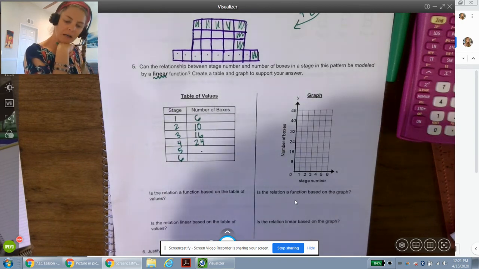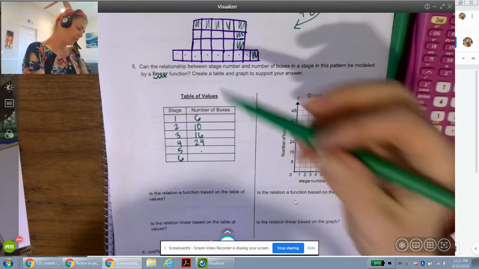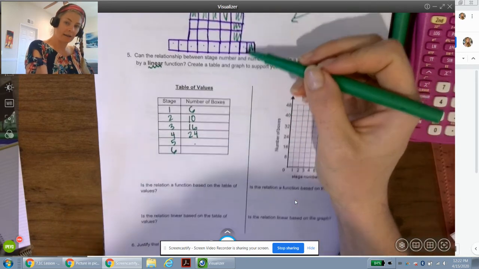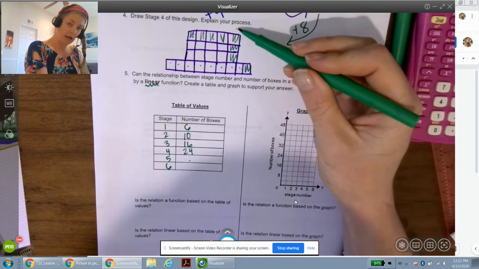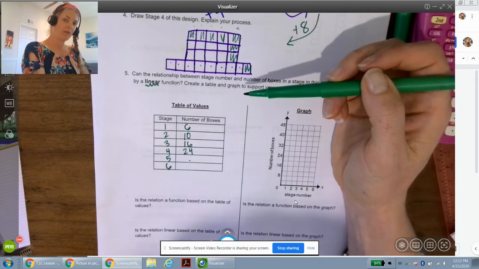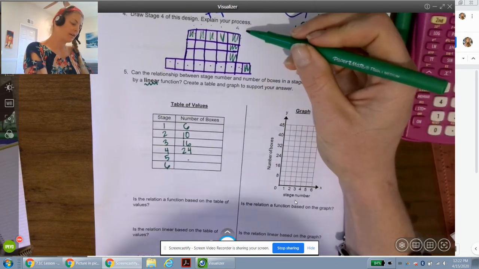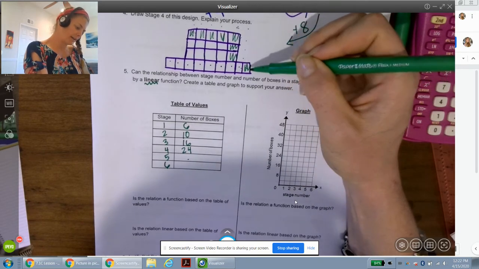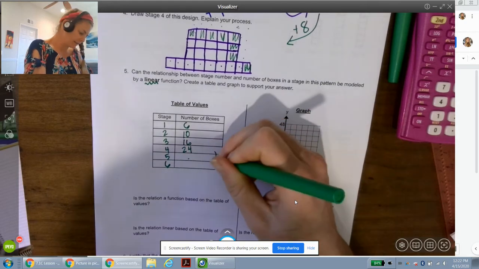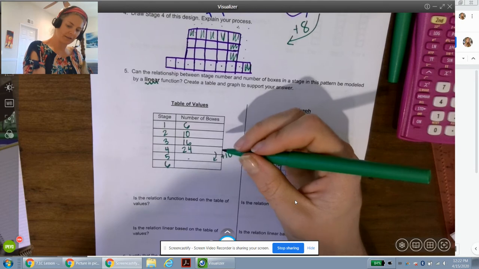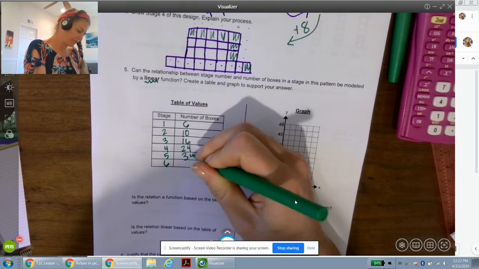Stage 5, how many boxes are going to be in stage 5? Well, we're going to be adding another height. So that's another 1, 2, 3, 4, 5. But then it's going to be another width. So that's 6, 7, 8, 9, 10. So plus another 10. And that's going to get me 34.